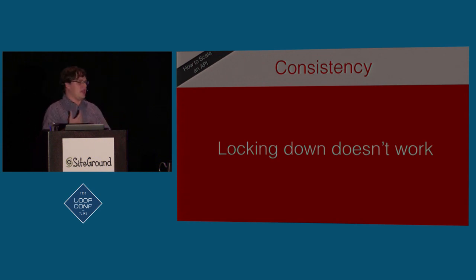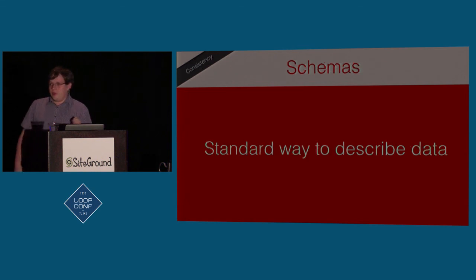So instead, we need to rethink this. Rather than locking it down, how do we make it so that people are discouraged from doing this? So what we've mainly done in version 2 is we have introduced schemas as a standard way to describe data.